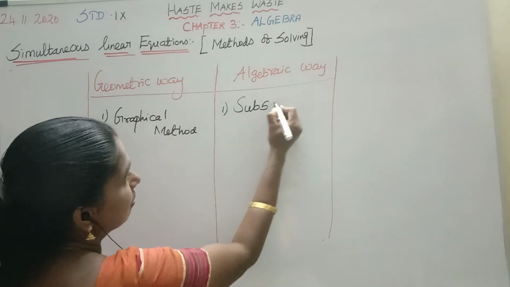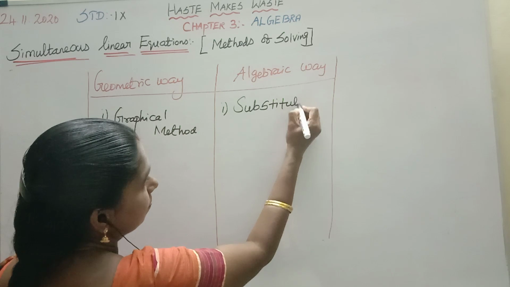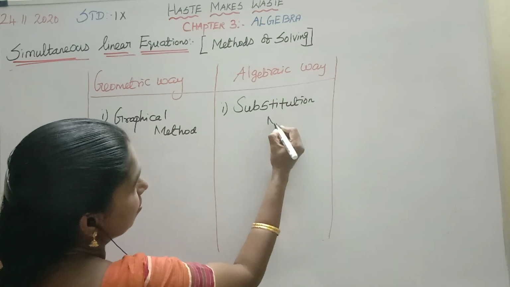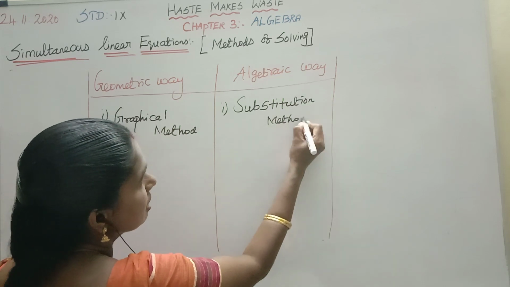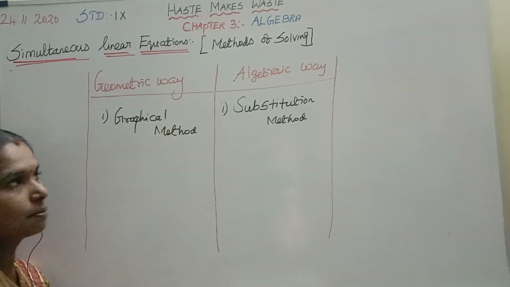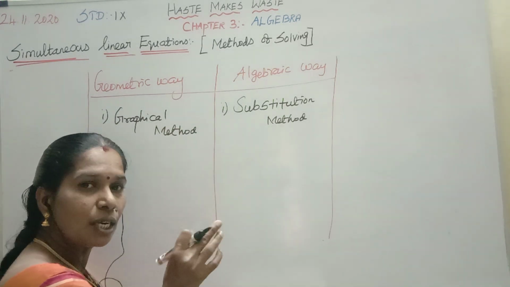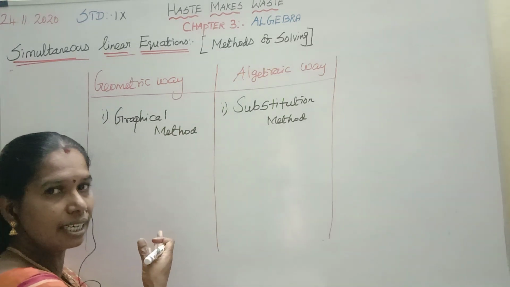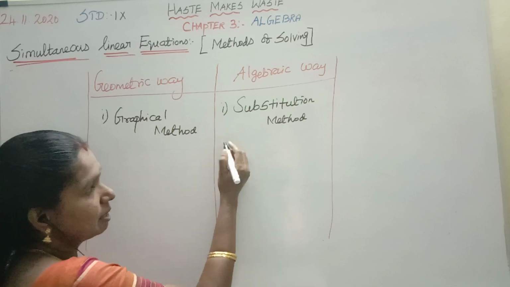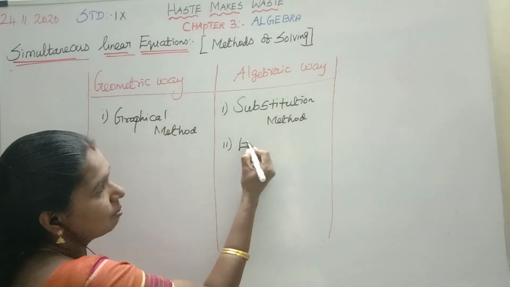Substitution method. The second one is the substitution method, which means we are going to substitute the values for x and y. Now we have done that example, isn't it? That is called the substitution method. The second one is the elimination method.